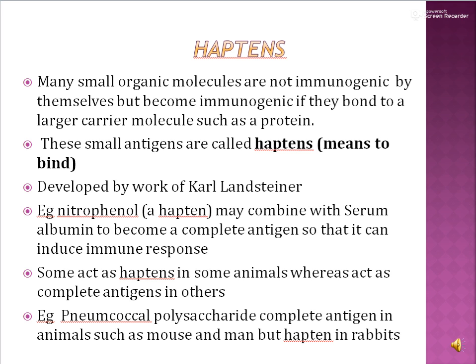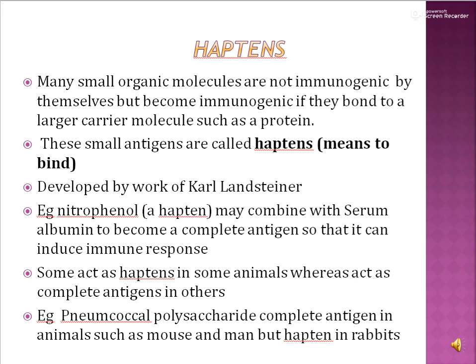Now, for example, we have dinitrophenol, which is a hapten. When it combines with serum albumin, it becomes a complete antigen so that it can induce an immune response. And some act as haptens in some animals, whereas they act as complete antigens in others. For example, pneumococcal polysaccharide is a complete antigen in animals such as mouse and man, but it is a hapten in the case of rabbit.